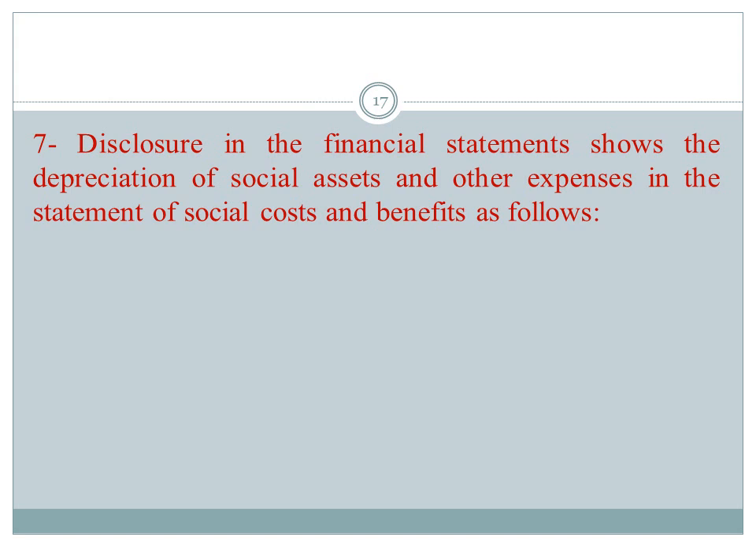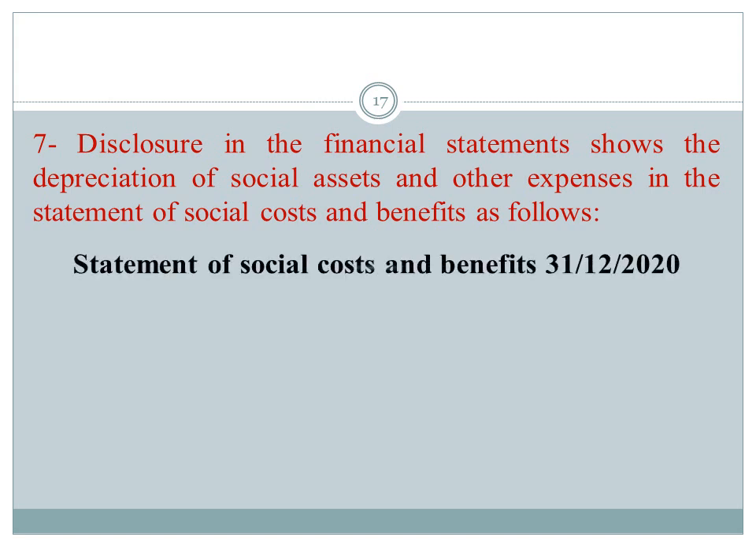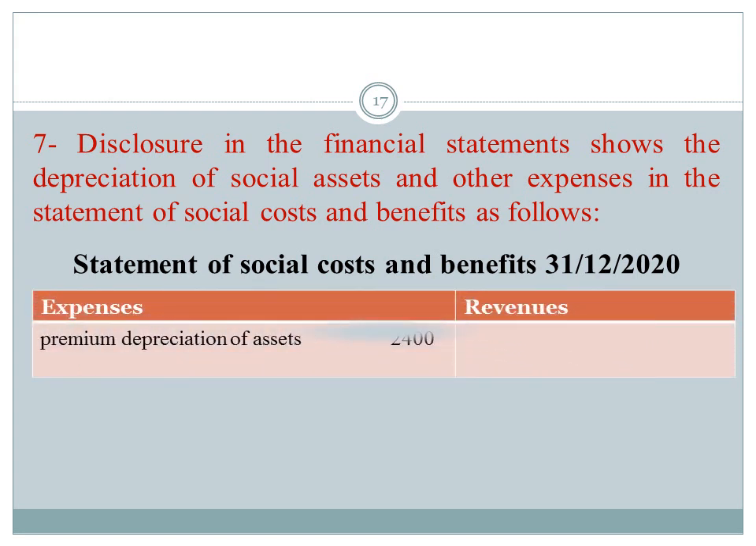In the statement of social costs and benefits, there are 2 financial statements. Statement number 1, statement of social costs and benefits at the end of the first year. This statement consists of expenses and revenue. Expenses, premium depreciation of asset. Premium depreciation of asset is considered as an expense, 2,400.